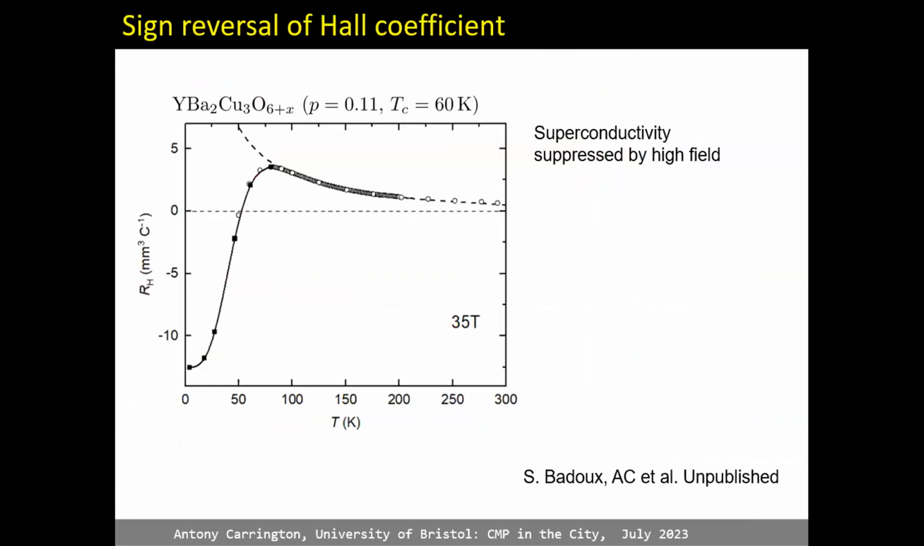This is just a picture of the Hall coefficient. The bit I showed you before was at low field, where it's superconducting at 100K. This is an underdoped sample of YBCO. You can see where it changes sign and eventually saturates here.